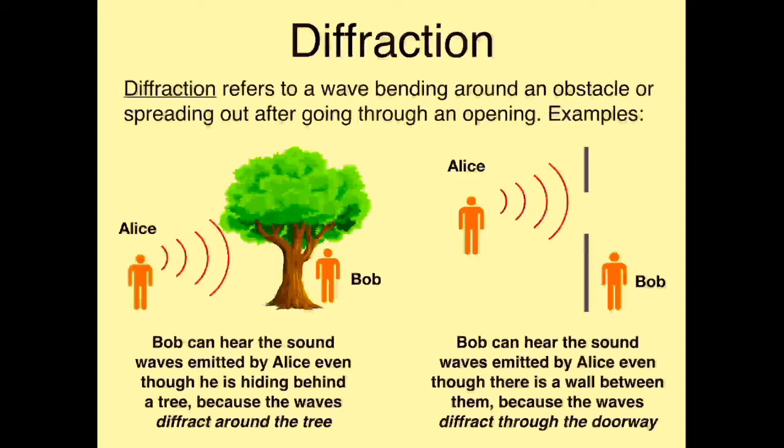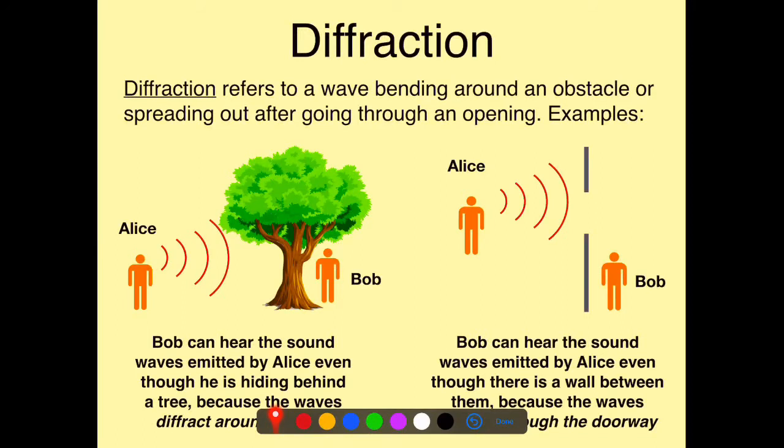What is diffraction? Well, diffraction is when a wave bends around an obstacle or spreads out after going through an opening. So let me give you a few examples here to illustrate the idea. So in these two examples, we have Alice and Bob. And Alice is going to call out to Bob. She's going to emit a sound wave, and hopefully Bob will be able to hear it, okay? So in the first case, Bob is hiding behind a tree. In other words, the line of sight between Alice and Bob is completely blocked.